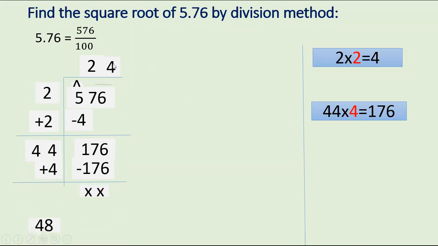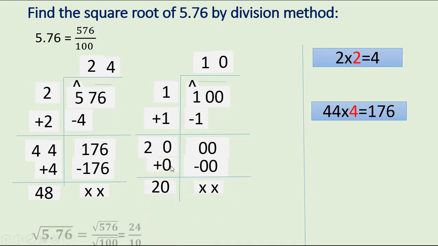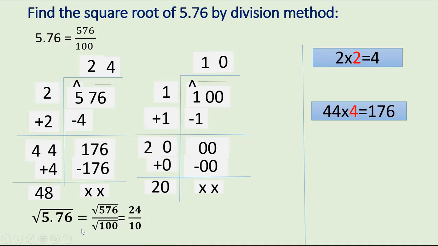Now what about the denominator here? Here there is a pair of 0 and there is a cap on 1. So 1 into 1 is 1. Now 1 plus 1 is 2 on the left hand side. Again, on the left hand side, we can take the number 0 here. So 20 zeros are 0, 0. And here we have to add the same number. So 20 plus 0 is 20.